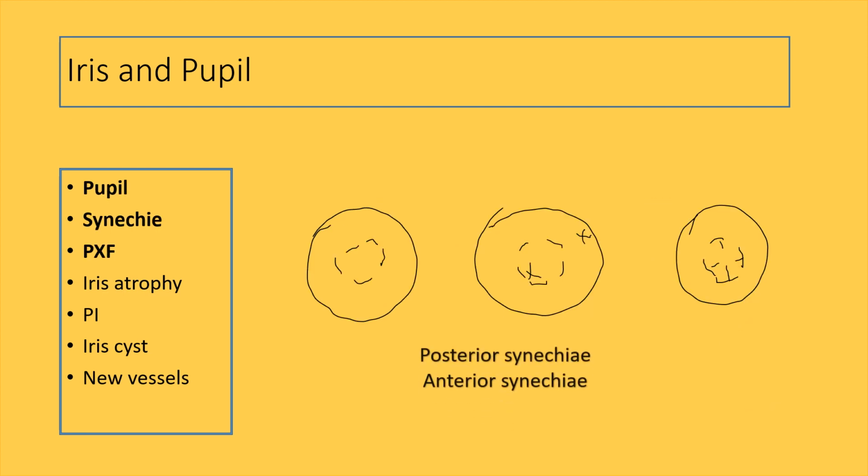Now this one is the pupil, and crosses here mean posterior synechiae and crosses here mean anterior synechiae. And this one, radial spokes on the pupil, means pseudoexfoliation.